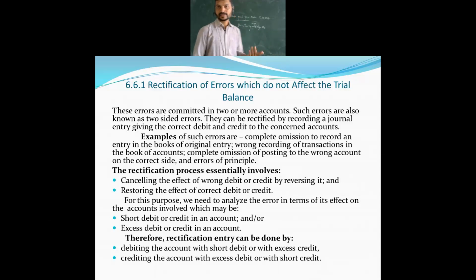Exactly. That can be the purchase account. You have passed the journal entry, but in the purchase account you have posted it on the wrong side. It should be debited in the purchase account, but you have made it credited. It means it is a wrong one. That's the error. And the error of principle has also been told over here.